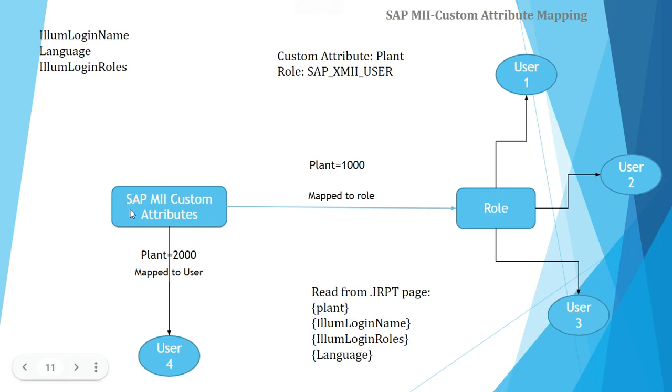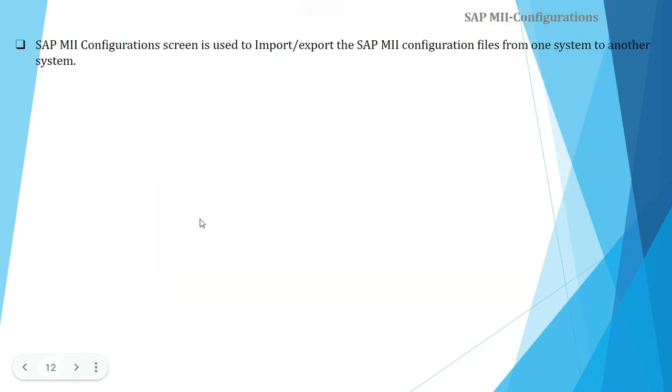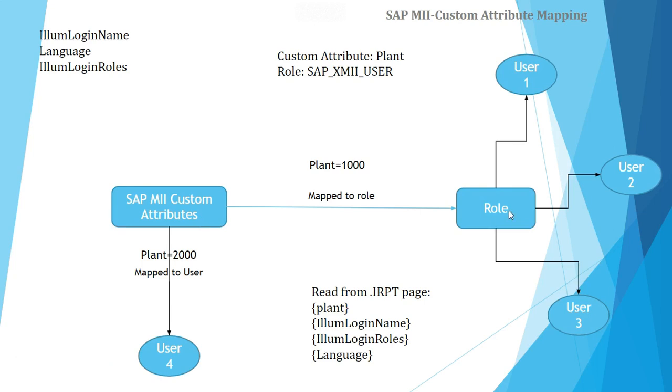And suppose I have the same custom attribute you have assigned to a role. So a role is nothing but something like xmii underscore user or administrator. If you are assigning to a role, the role can be assigned to multiple users. So if you have already created a custom attribute plant, and you have mapped that plant custom attribute with value 1000 to a role, and this role has already been assigned to 3 users.